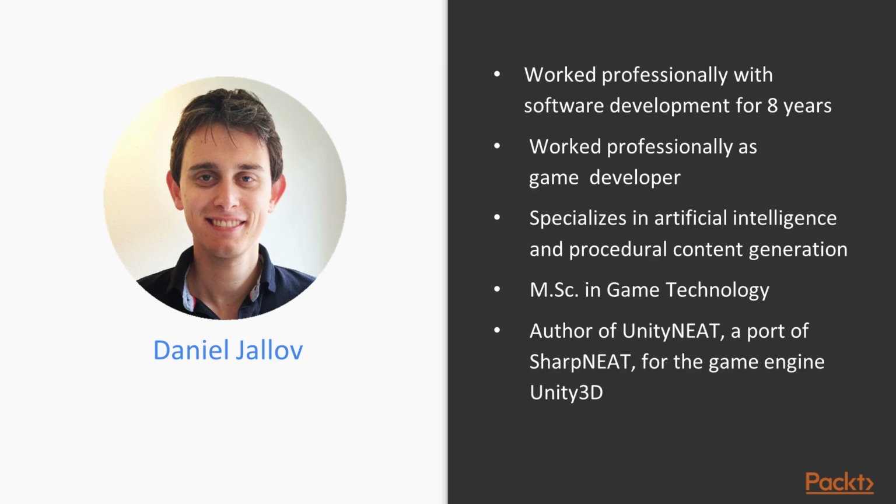I have worked professionally with software development for more than 8 years and I've worked professionally as a game developer. My fields of expertise are artificial intelligence and procedural content generation. I am the author of the UnityNeat library, which is a port of SharpNeat made to work specifically with the Unity game engine. UnityNeat can procedurally generate artificial intelligence through neuroevolution. This library was created as part of my master's degree in game technology.